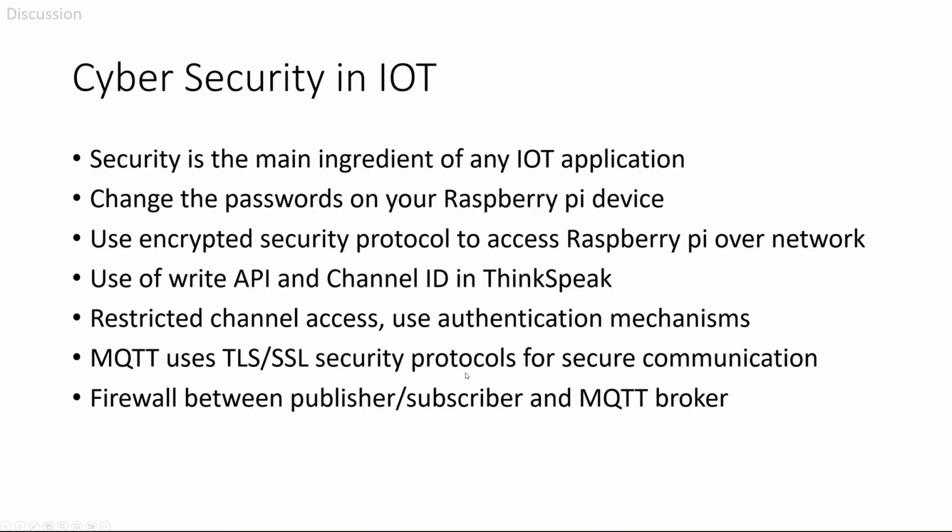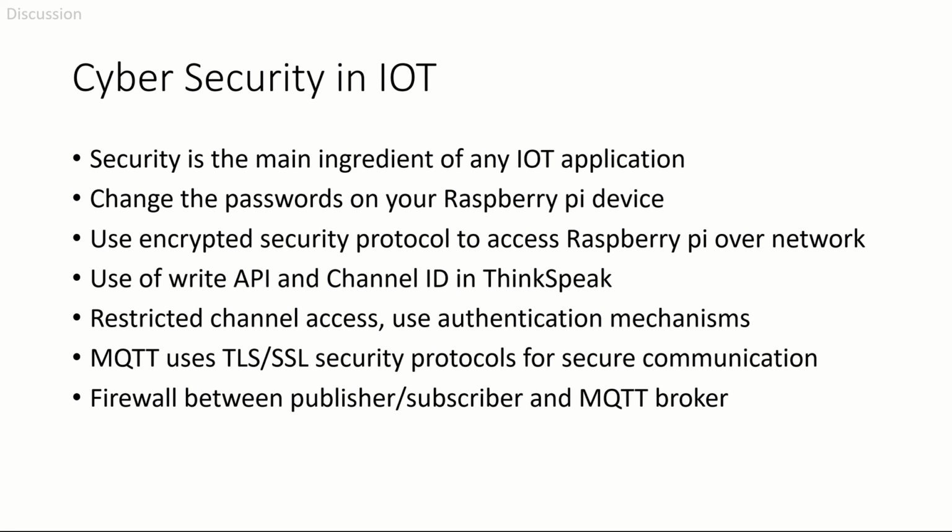At the end, we'll talk about the cybersecurity aspect of our system, which is, of course, the main ingredient of any IoT application. So Raspberry Pi by itself is a secure operating system, relatively more secure than Windows, but it is highly recommended that you change the password on your Raspberry Pi in order to have better security. Use an encrypted security protocol to access Raspberry Pi over the network, like I'm accessing my Raspberry Pi from my PC through the RDP protocol.